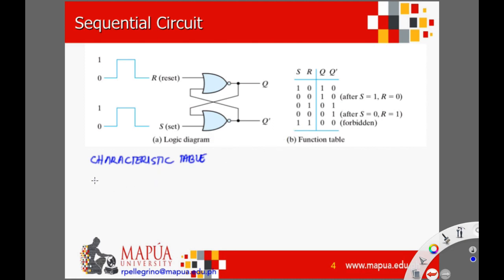So we have there a given input Q, which is the present state. This serves as its present state. In some books, that is also given as Qn. Then we have here the inputs S and R. And then we have the next state, which is Qn plus 1.